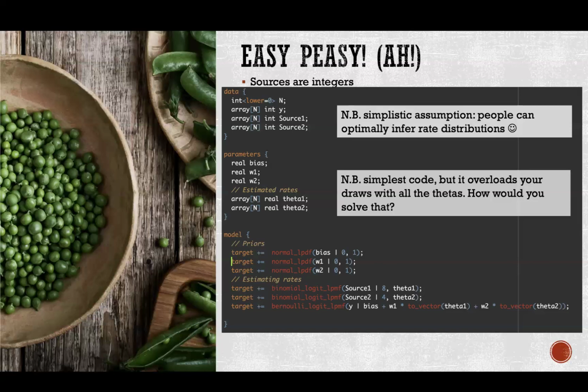Mina, you have a skeptical face. Yeah, no. I need it to sink in. Yeah.